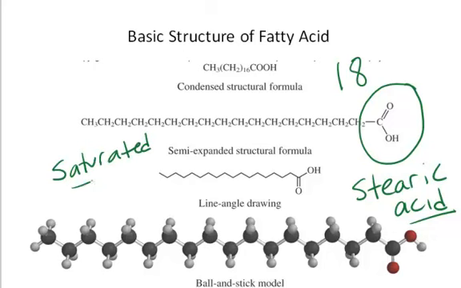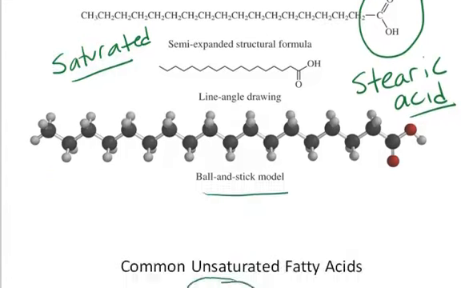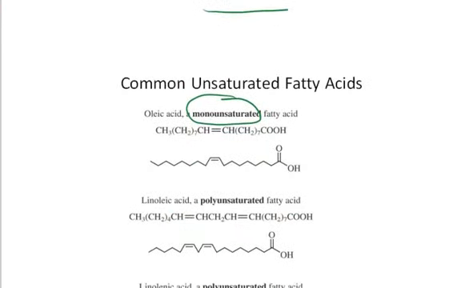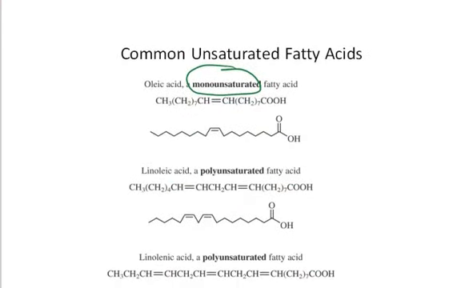Saturated, as you should have discovered, means that every carbon in the hydrocarbon chain has as many hydrogens as possible bound to it. Unsaturated means that the carbon is not saturated with hydrogens and that a double bond exists. So monounsaturated means that it contains one double bond in the hydrocarbon chain. Alright, so oleic acid is a common monounsaturated fatty acid.